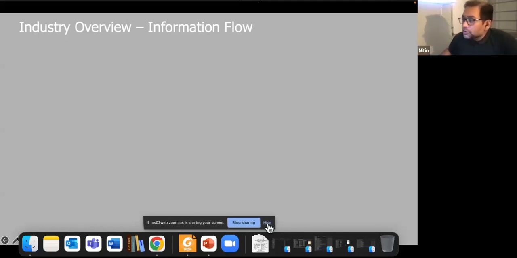Industry overview, information flow. That's what it is. Okay. All right. So now you are able to see this is how the whole information flow happens from top down to more bottom up. There are different ways to connect to the system, and every layer has a potential AI and ML use case. Okay.